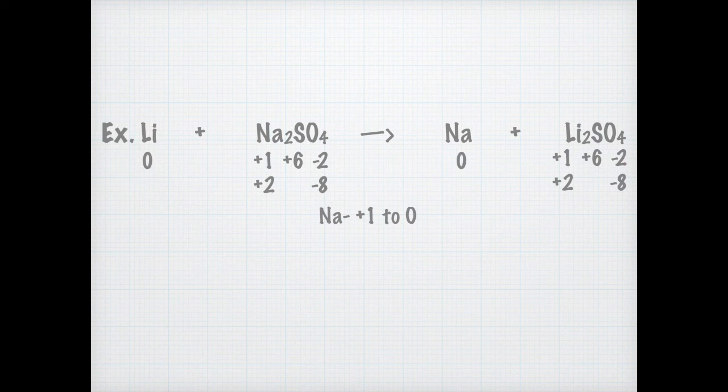Okay? And sodium goes from +1 to 0. So if sodium's going from +1 to 0, if you think about that, that means that it is gaining electrons because it's going from positive oxidation number to 0 oxidation number. So if it's gaining, remember, oil rig, oxidation is loss, reduction is gain. So sodium is being reduced. Lithium goes from 0 to +1, which means it is losing electrons, which means that it is oxidized.